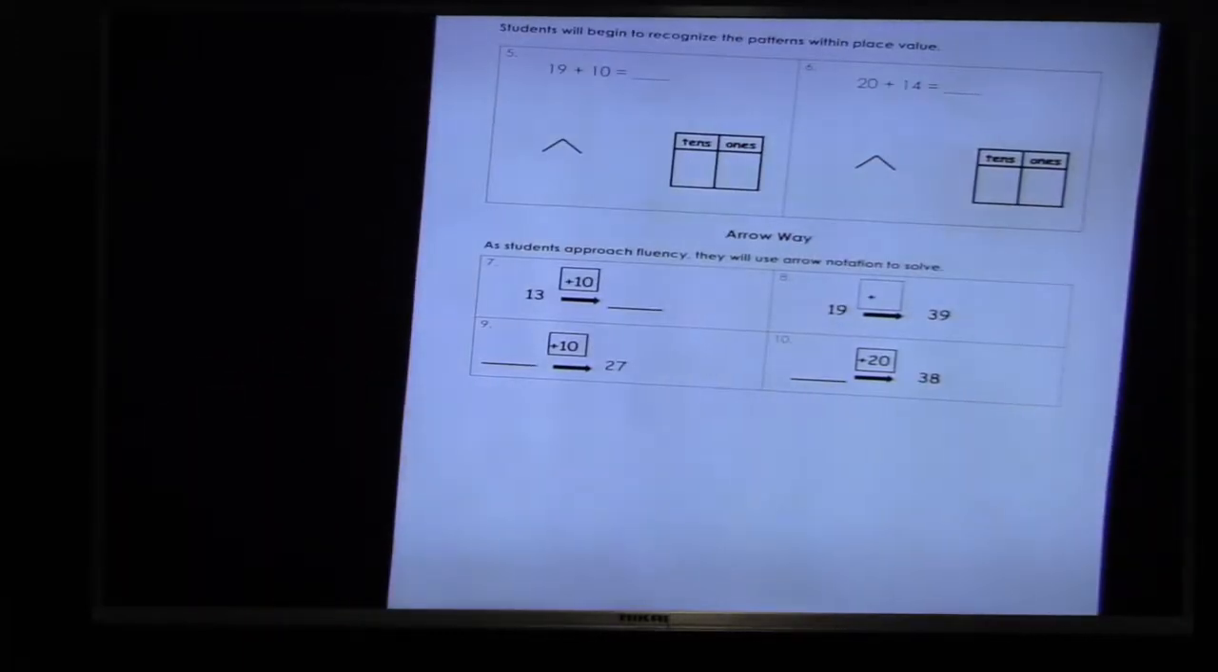So they'll work on greater than, less than for probably a couple of weeks. I'm telling you, I'm going through this very quickly. This is a 7-week unit for your kids. Please do not go home and try to teach all this tonight.